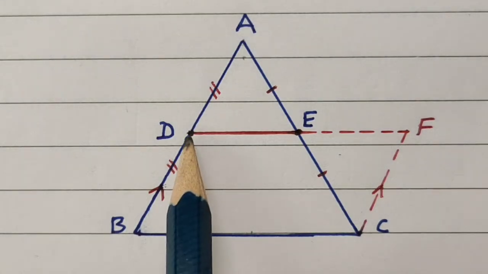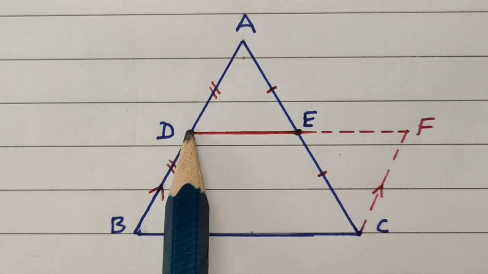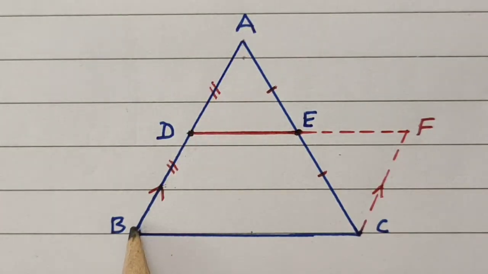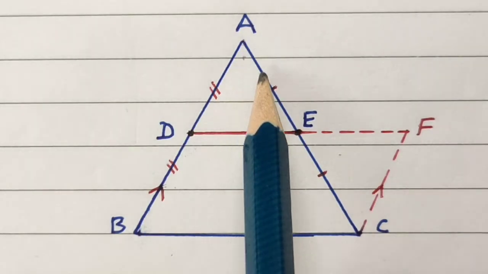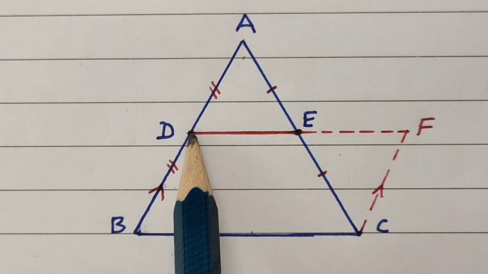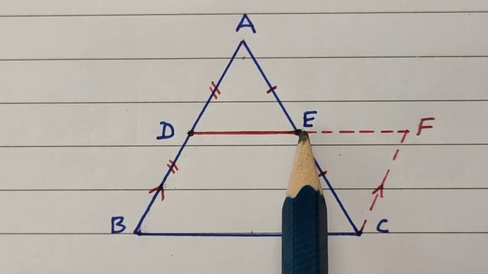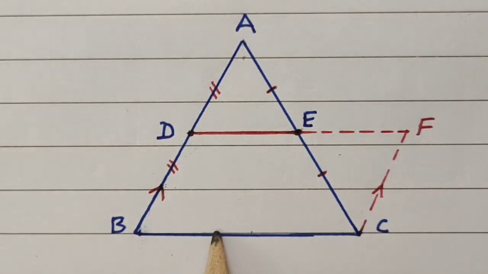Here D is the midpoint of one side of the triangle, AB, and E is the midpoint of another side, AC. The line segment joining the midpoints of two sides of a triangle is parallel to the third side and is equal to half of this third side. This is the midpoint theorem.